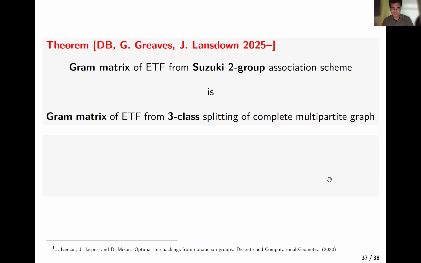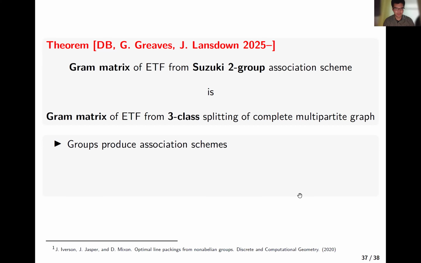So here's the kind of gist of it all. The gram matrix of an ETF obtained from the Suzuki 2 group association scheme is a gram matrix of an ETF that can be obtained from splitting a complete multipartite graph, or a certain complete multipartite graph. And I want to add some additional context into what's happening and why this is important and interesting.